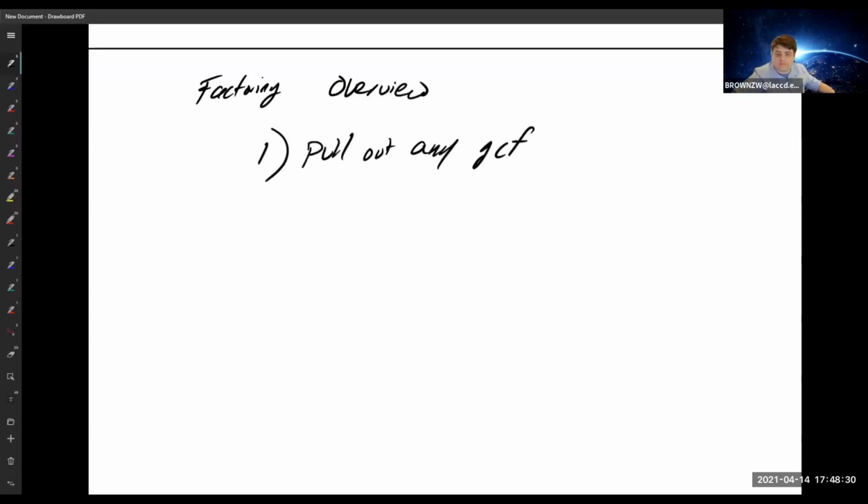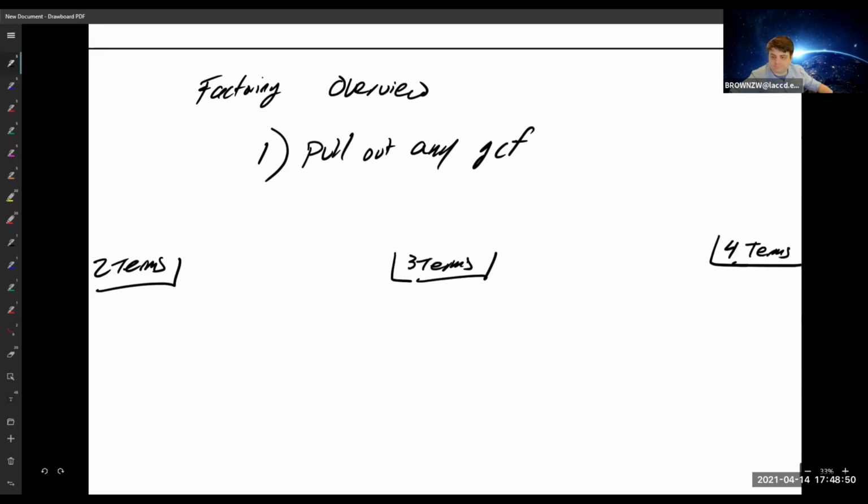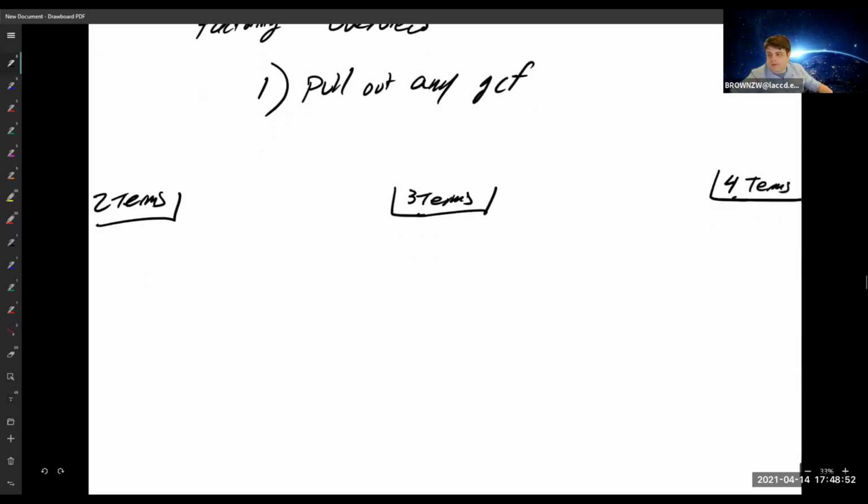Okay, so from there, you're going to have two options. You're either going to have 2 terms, 3 terms, or 4 terms. If you have 4 terms, that's always just factor by grouping. Anytime you're asked to factor and you've got 4 terms, you're going to use grouping on that every single time.